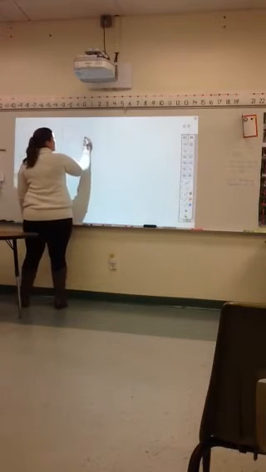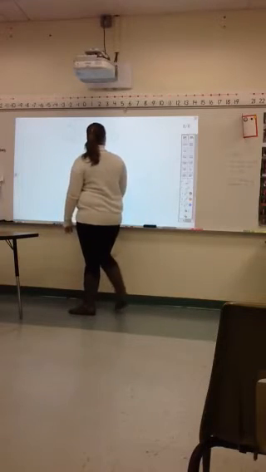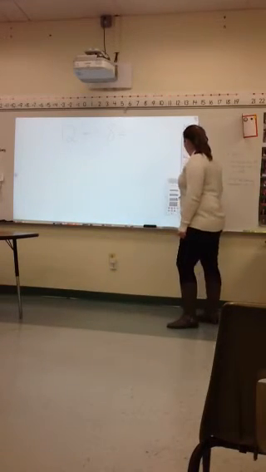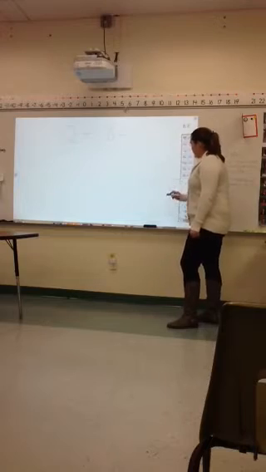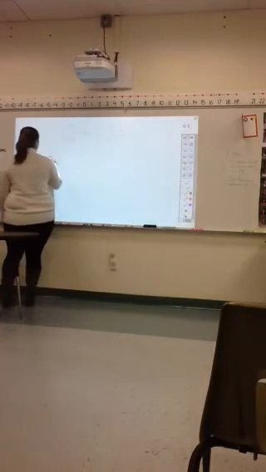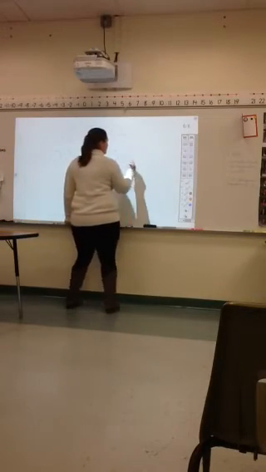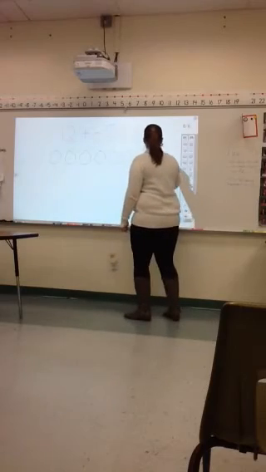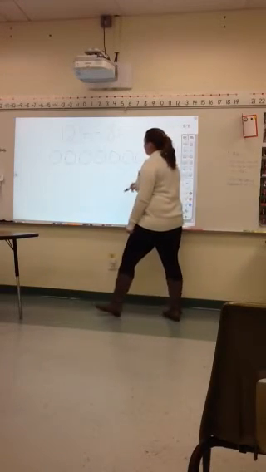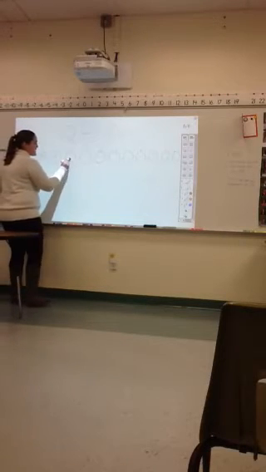12 plus -8 equals. So the first thing that I want to do is draw my 12 positive chips. 1, 2, 3, 4, 5, 6, 7, 8, 9, 10, 11, 12. All of which I'm going to put my positive sign in.